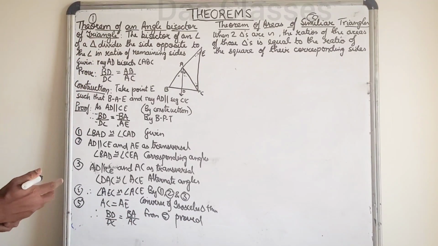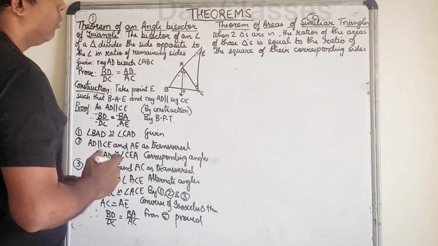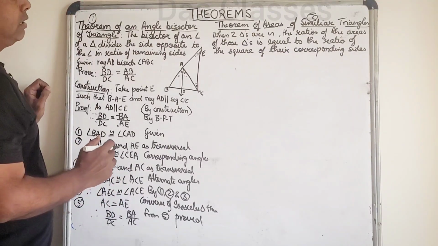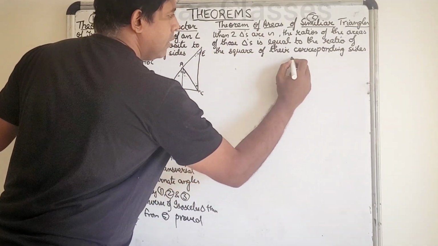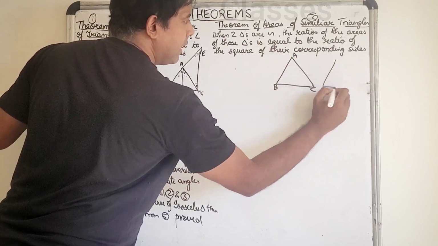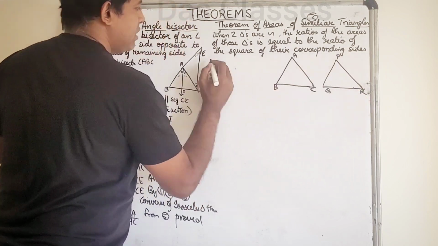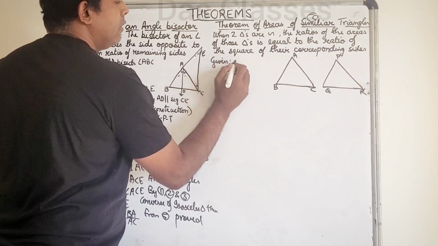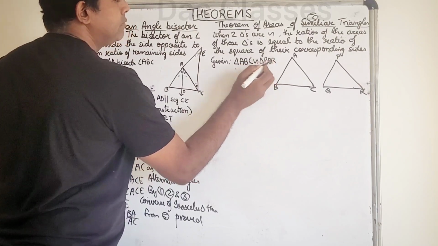So this is how we have to prove the theorem of an angle bisector of a triangle. The next one is the theorem of areas of similar triangles. What does it say? When two triangles are similar, let's draw two triangles. This is one triangle, ABC. This is another triangle, PQR. So what is given to us is triangle ABC is similar to triangle PQR.